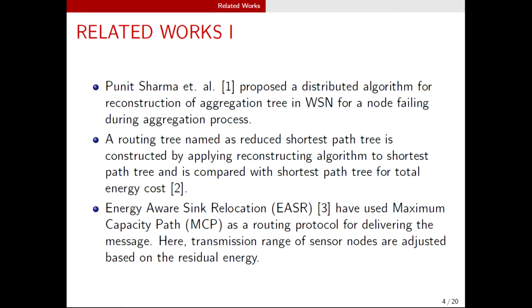So with this motivation, we have selected some 5 papers. The first paper talks about a distributed algorithm for reconstruction of a tree if a node fails during the aggregation process. The second paper concentrates on creating a shortest path when the sink node moves from one place to another place. It is more focused on reconstructing the shortest path tree. The third paper focuses on creating a routing protocol for delivering the message.